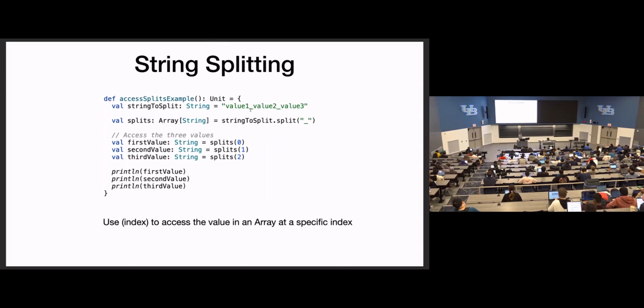If you want to access the values after you split, another thing you have to do for the lecture task, you can access them using parentheses and then accessing the index of the value you want. So if I split this value 1, value 2, value 3 by underscores, and I want those values, I'm going to do splits of 0 is going to give me value 1. Splits of 1 is going to give me value 2. Splits of 2, value 3. Indexing starts at 0, something you should be very familiar with at this point in your careers.